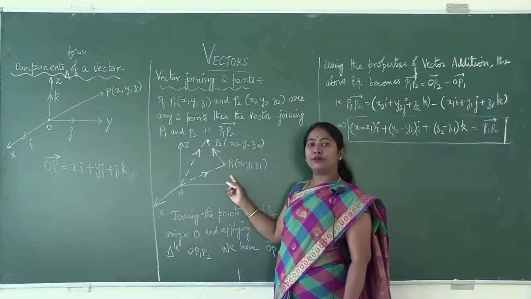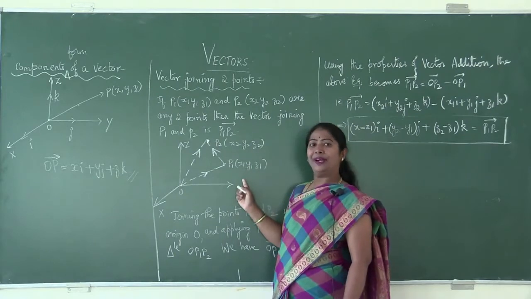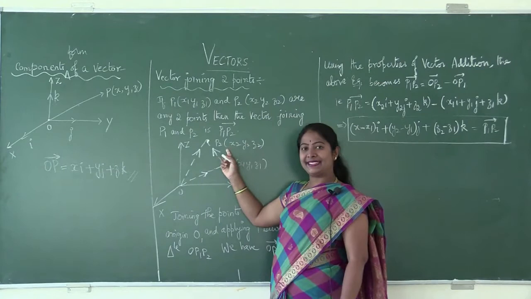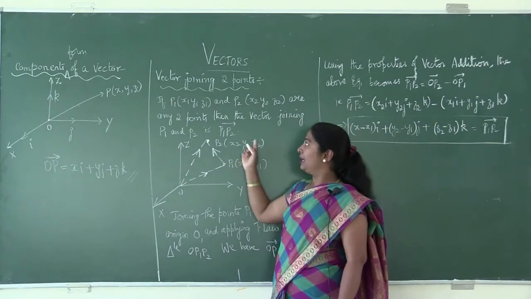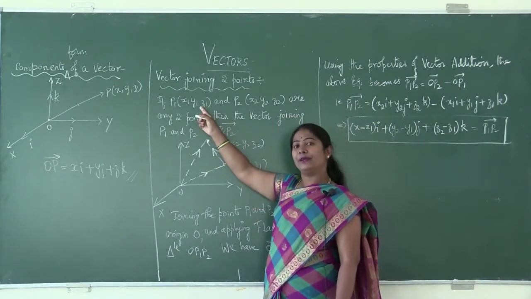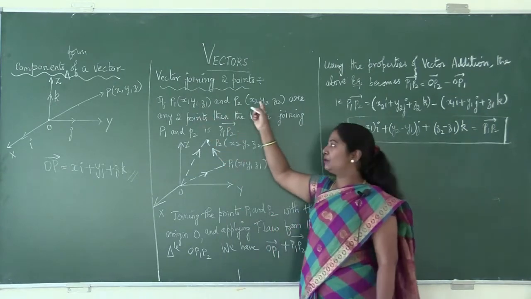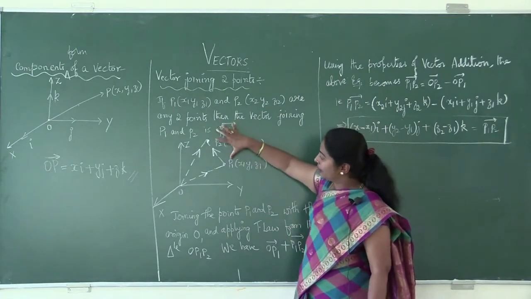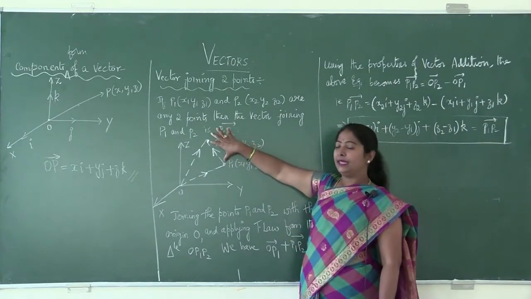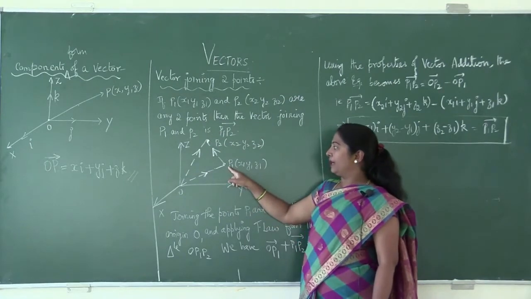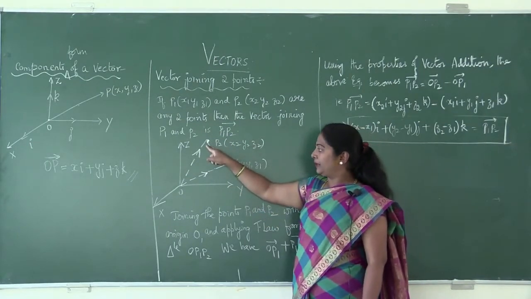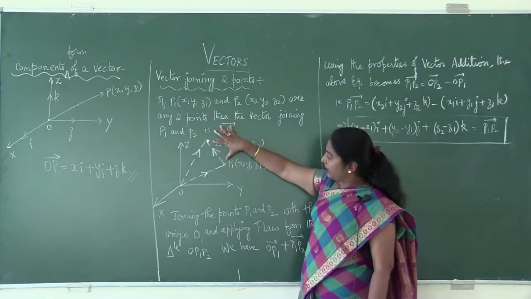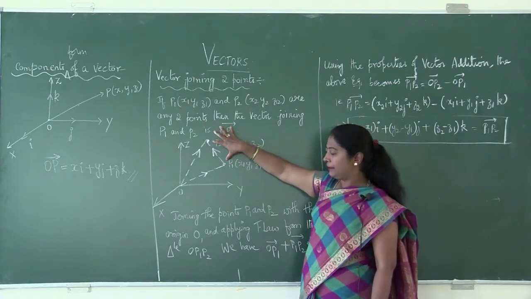What are the coordinates of the point P1? x1, y1, z1. What are the coordinates of the point P2? x2, y2 and z2. So if P1 of x1, y1, z1 and P2 of x2, y2, z2 are any 2 points, then what is the vector joining P1 and P2 given by? You need to join vector OP1 and you need to join vector P1 P2. This is nothing but vector joining P1 and P2, given by vector P1 P2.